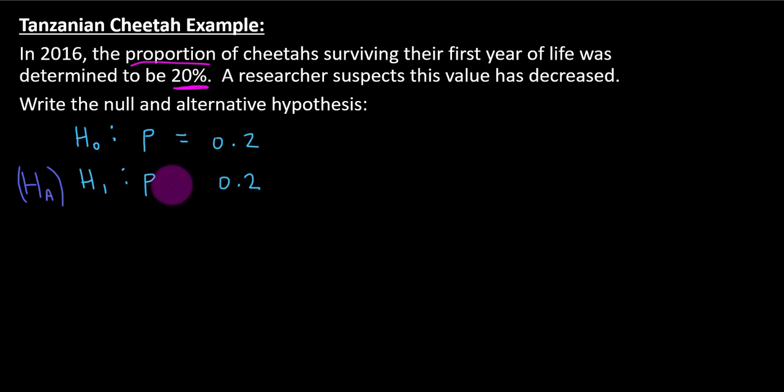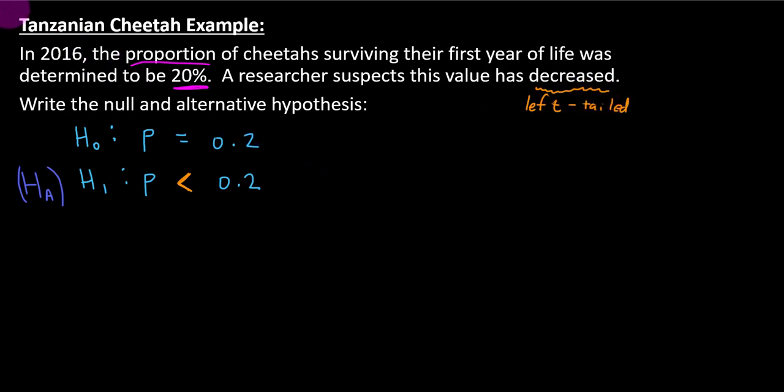Now let's consider if the alternative hypothesis will be a left-tailed, right-tailed, or two-tailed. A researcher suspects that this proportion has decreased. Because that says decreased, we're going to write a less than sign. So this is a left-tailed alternative hypothesis. Left-tailed. So that's all there is to it.